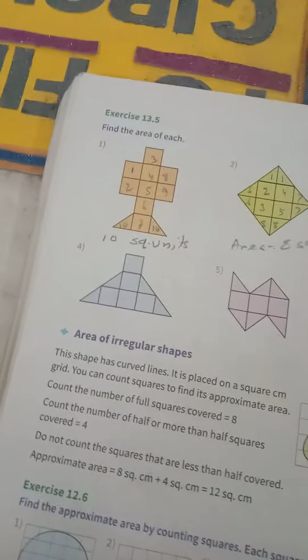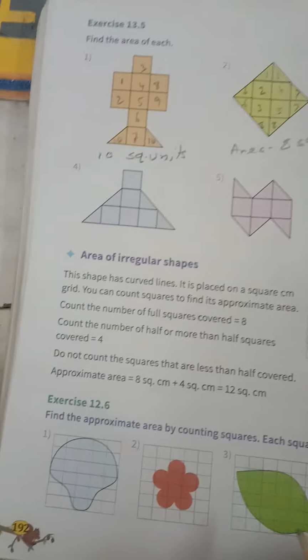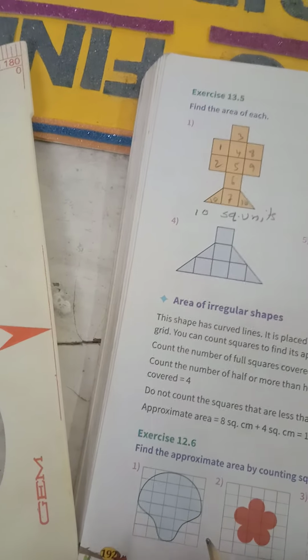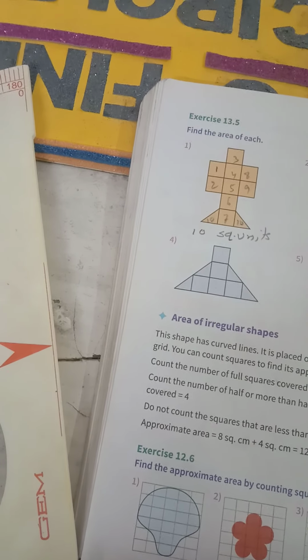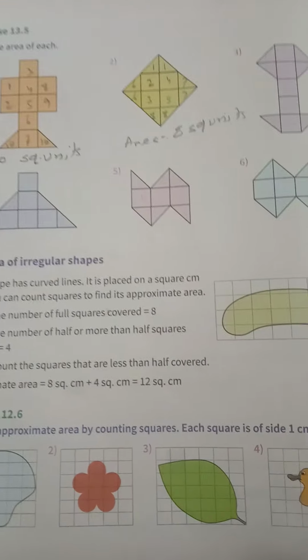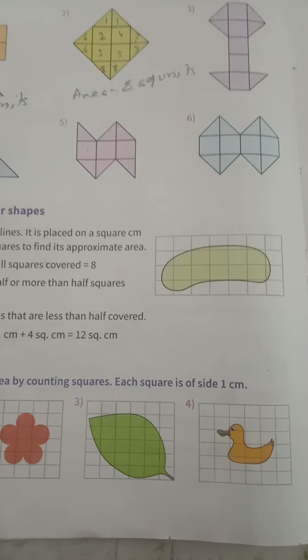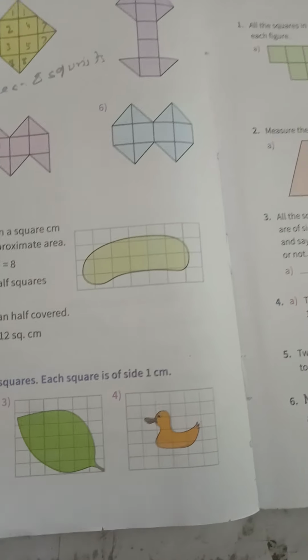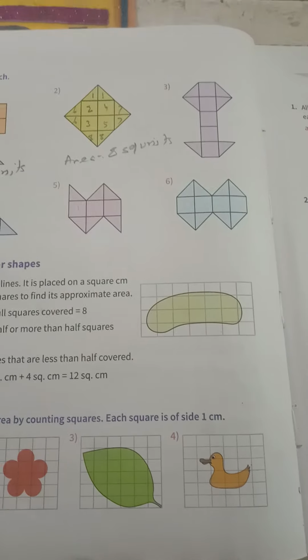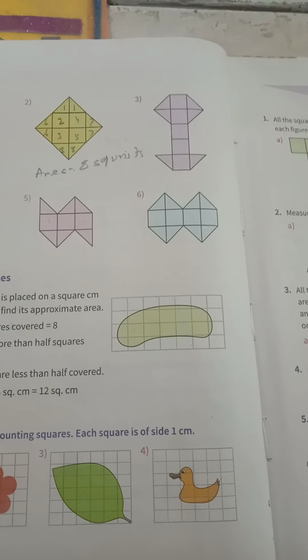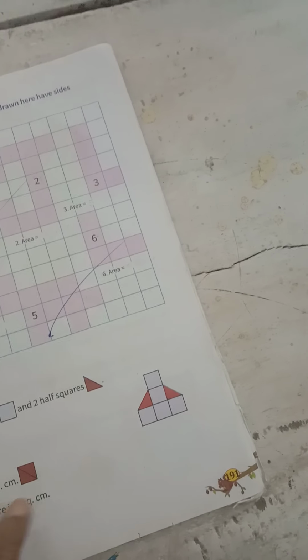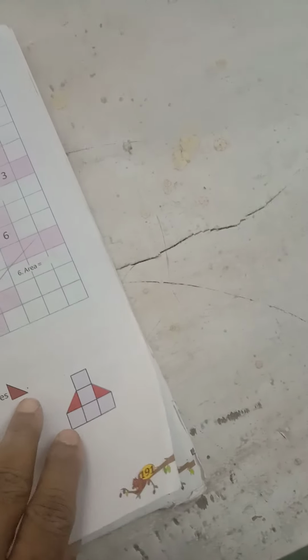Now, area of irregular shapes. Area of irregular shapes means, if it is half, you count 1, and if it is less than half, then don't count, and if it is more than half, then you count 1. Like this you do. So you will get it. Half of that is 1, but if less than half, don't count; more than half, you take as 1. Here also it is written that 2 half squares is 1. This is for irregular shapes.